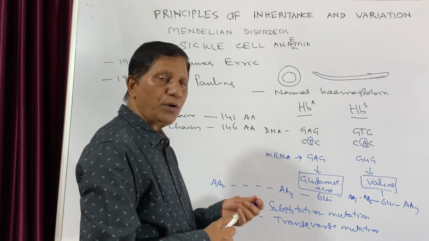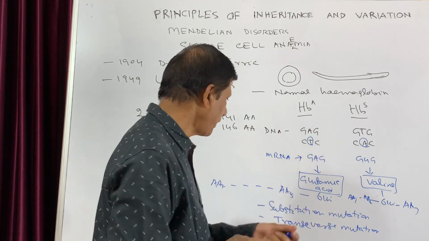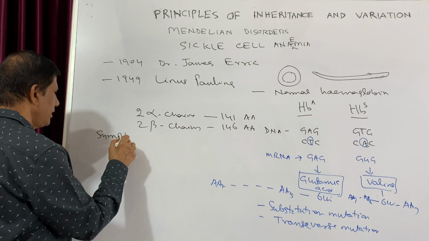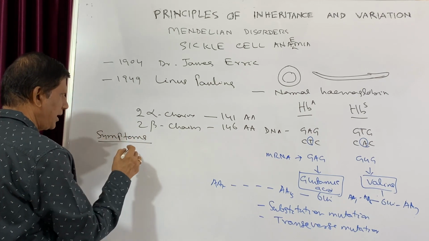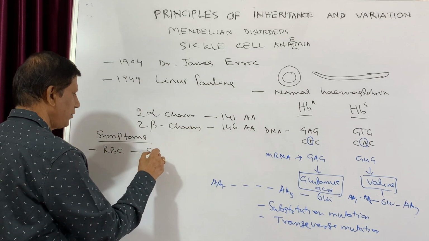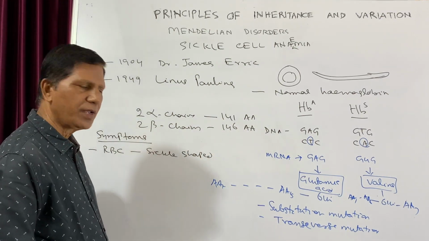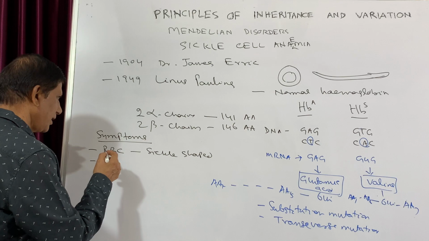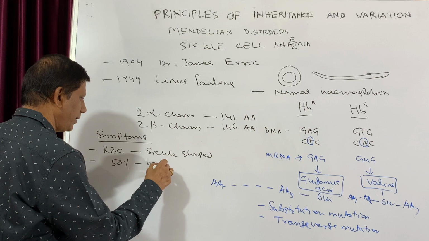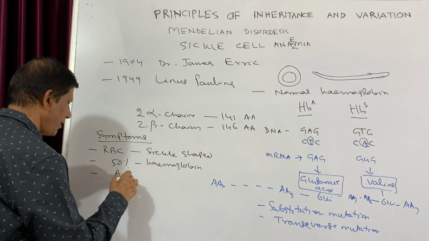Now, if a person is suffering from sickle cell anemia, what will be the different symptoms? Among the symptoms, you will find the RBC is usually sickle-shaped. This is number 1. The second point is that there is only 50% hemoglobin. That means the person is suffering from an anemic condition.